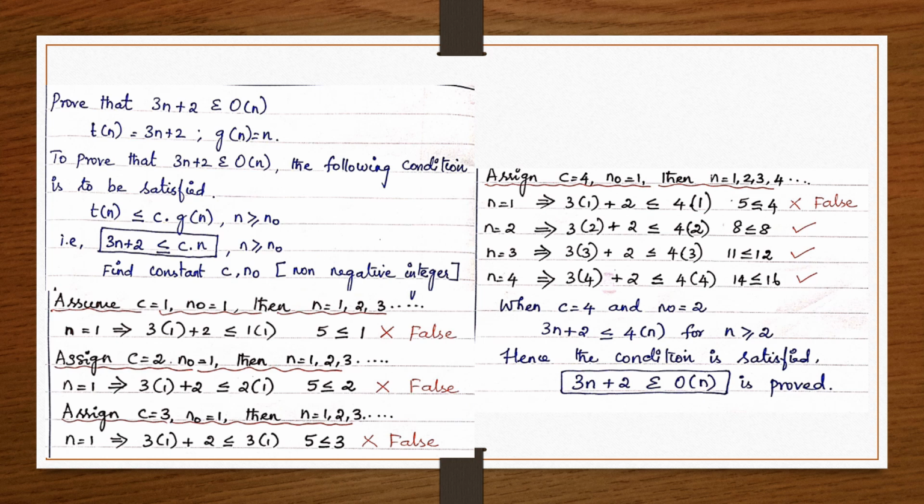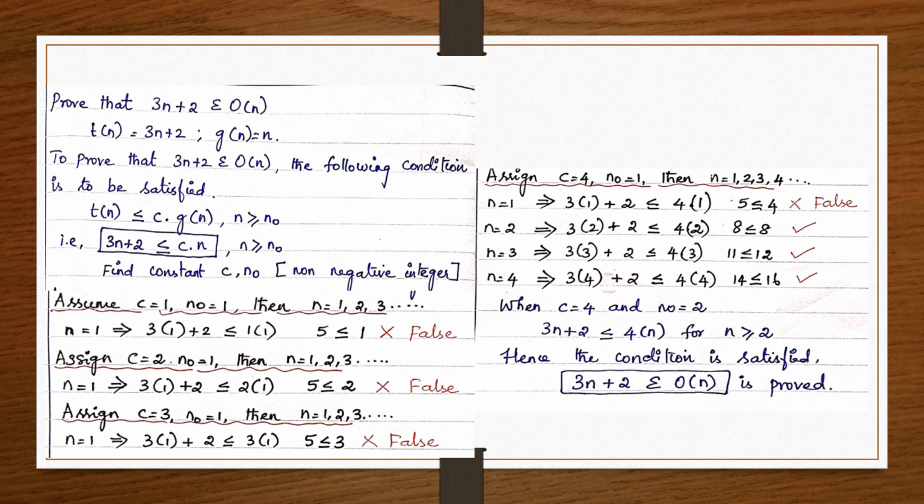So this is how we need to explore different values of c and different values of n and check whether the condition is met, to prove that a particular function belongs to a particular asymptotic notation. It might be either big O or big theta or big omega. The corresponding condition should be checked.